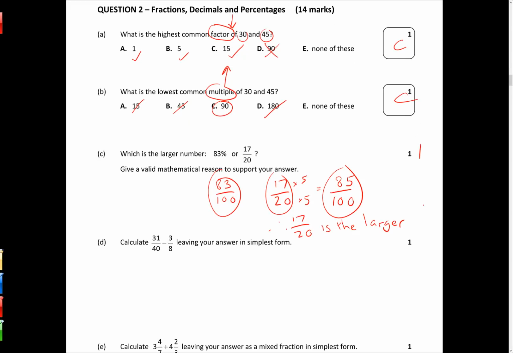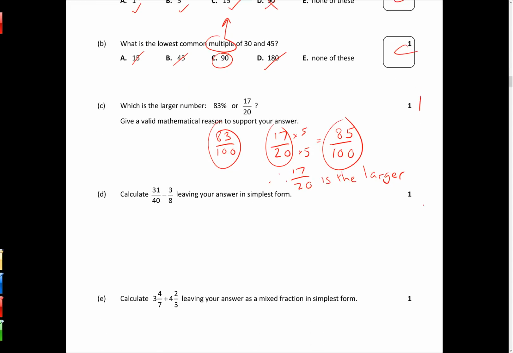Calculate 31 on 40 minus 3 on 8. Please know by now, we don't just subtract the tops or subtract the bottoms. Same with additions, we don't just add the tops, add the bottoms. Plus and minus questions in fractions have always got to have a common denominator.